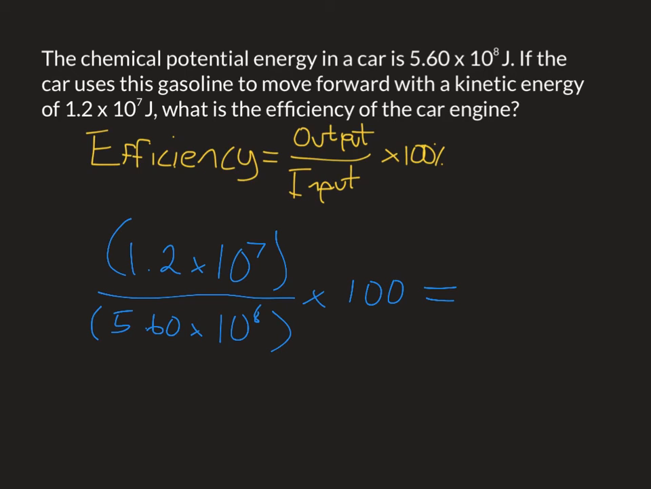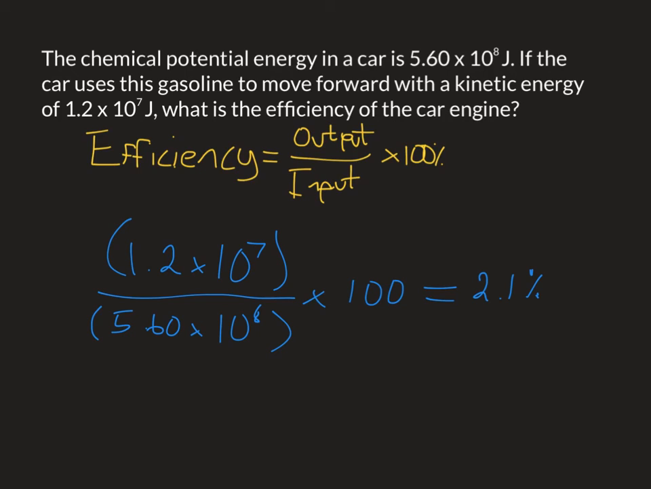When we do that, what I get as an answer there is 2.1 percent, right? Remember that with efficiency, we're always finding a percentage. There's no unit to calculate there, it's just a percentage. So this car is only 2.1% efficient.